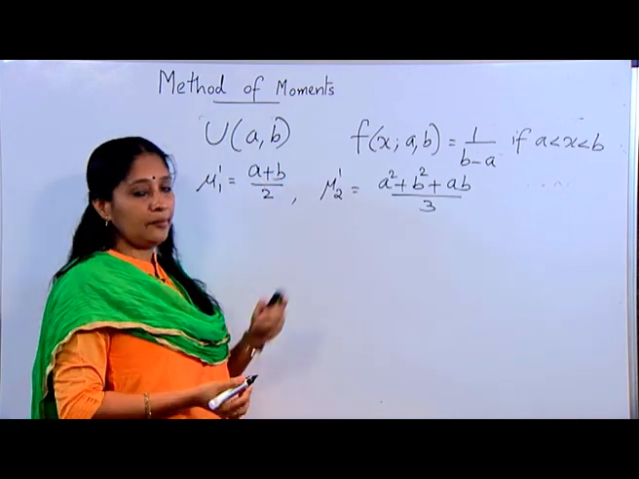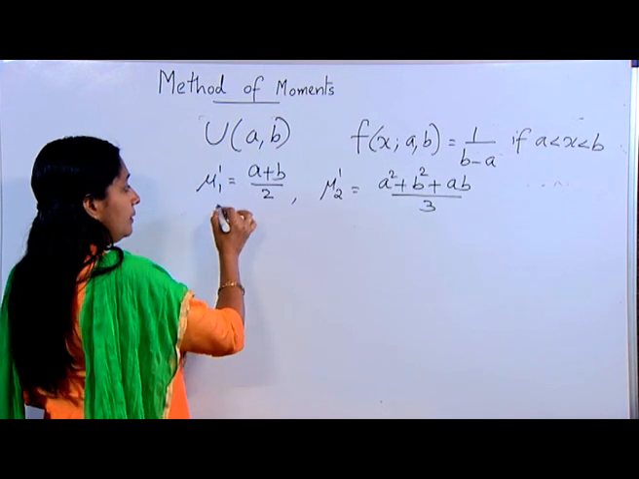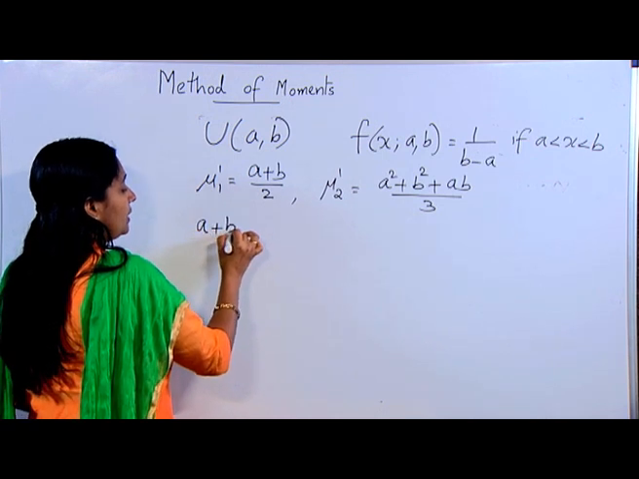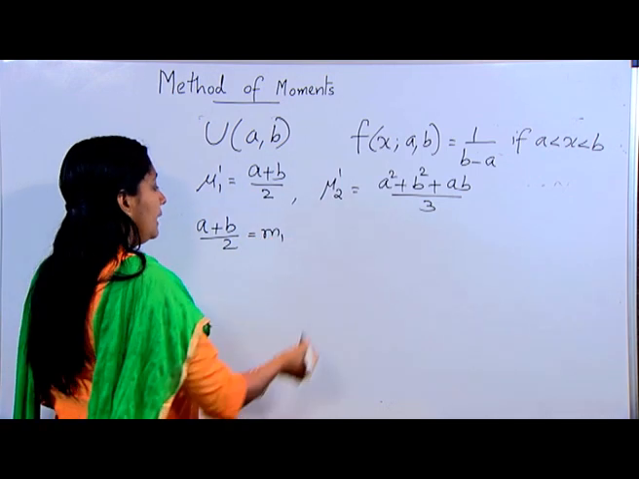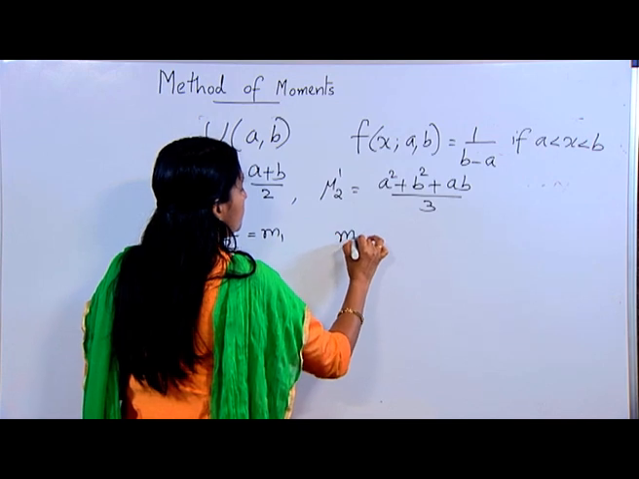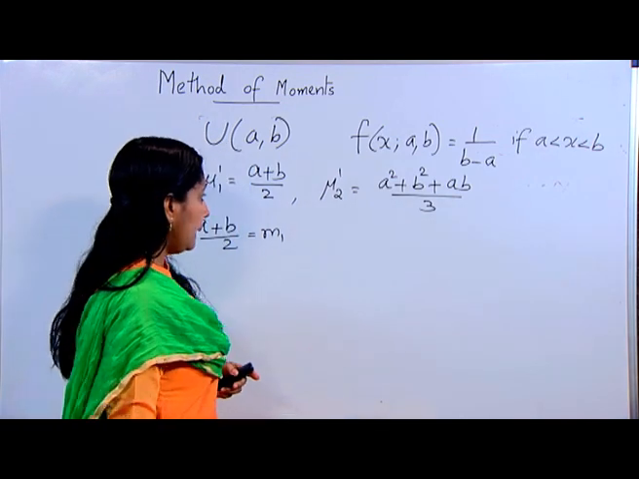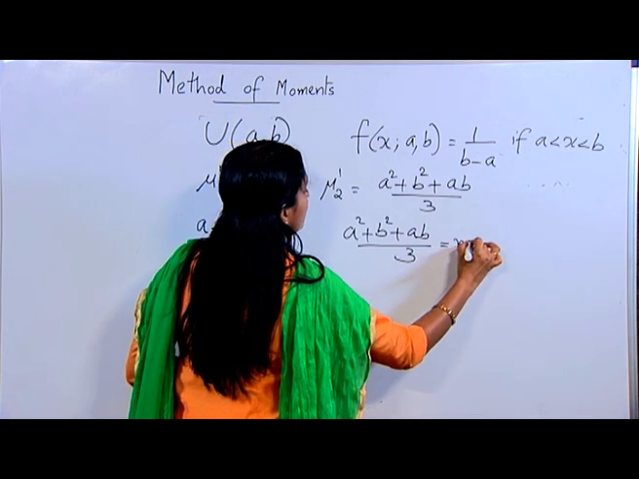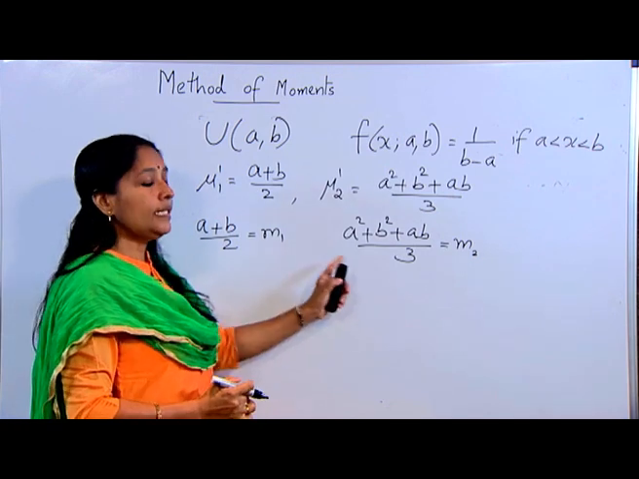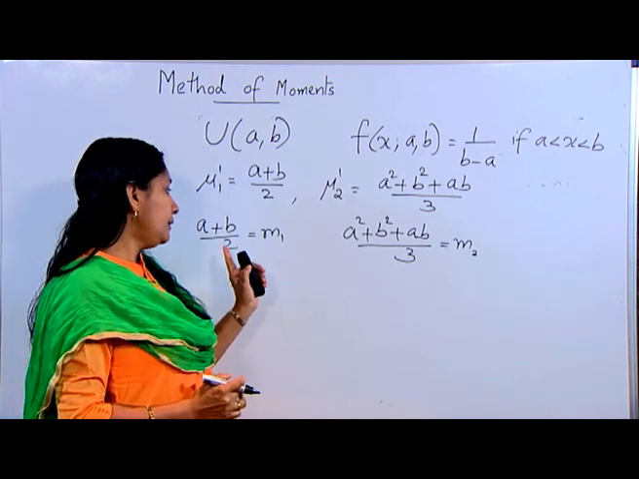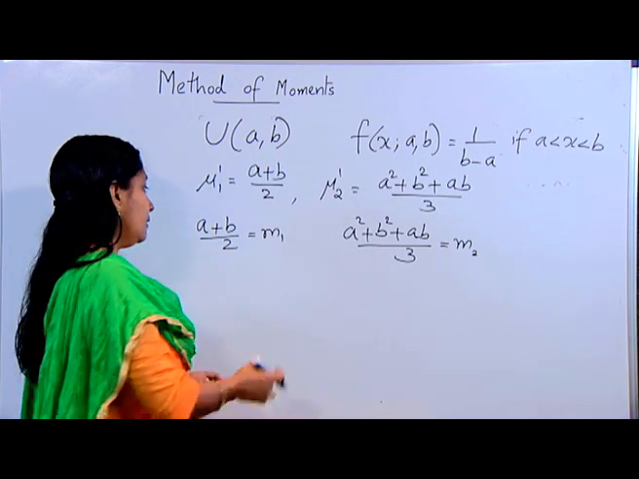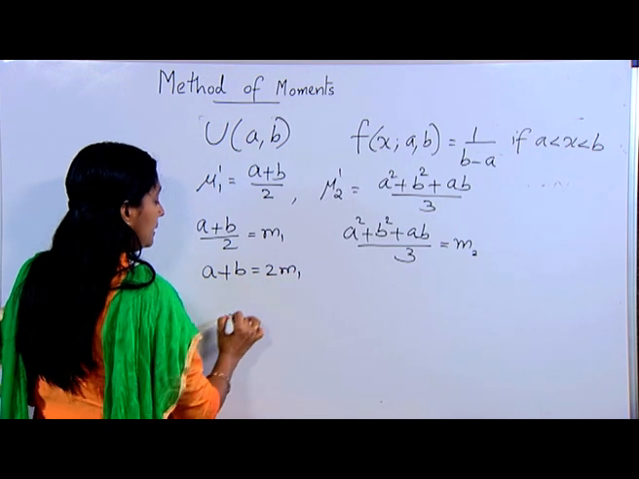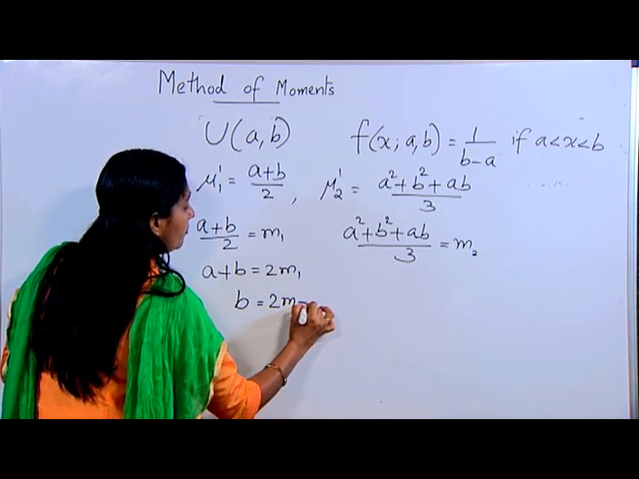Here we have two parameters a and b. So, we need two equations, hence equating the population moment mu 1 dash with the sample moment m1, we get the first equation as a plus b by 2 is equal to m1, and the second equation as m2, or we can write it as a square plus b square plus ab by 3 is equal to m2. So, these are the two equations. Solving these two equations, we will get the values of a and b, or the estimators of the parameters a and b. So, to solve this equation, let us take a plus b as 2m1. From this we get b is equal to 2m1 minus a.